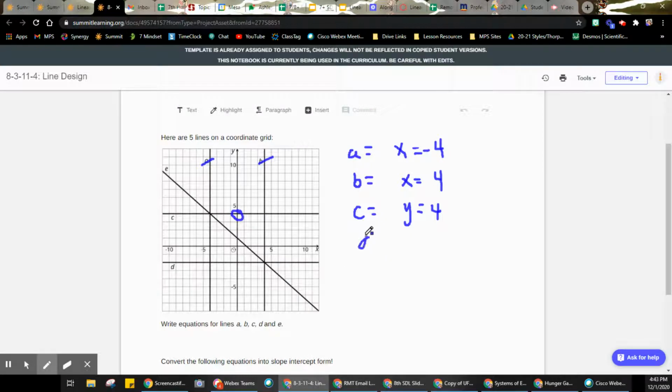Now we're going to move to D and do a similar process. Again, we have a zero slope line. It's straight across. In this case, we're at -2. So y is equal to -2.